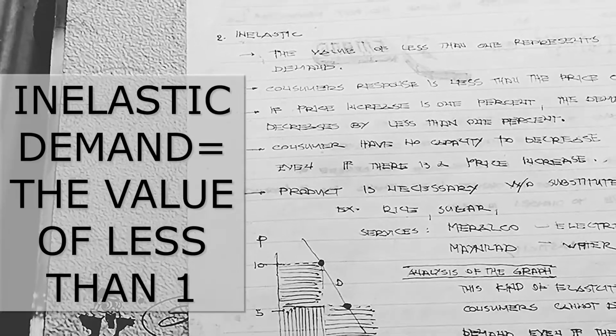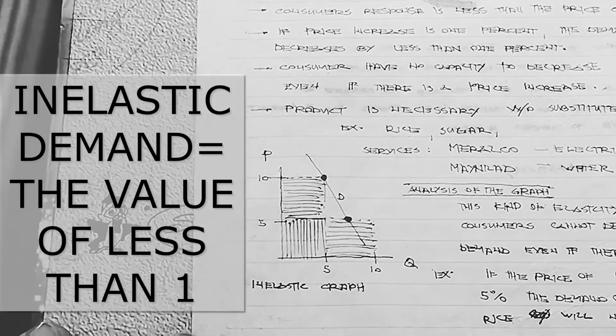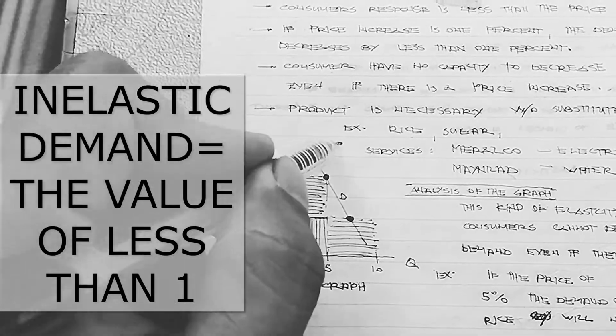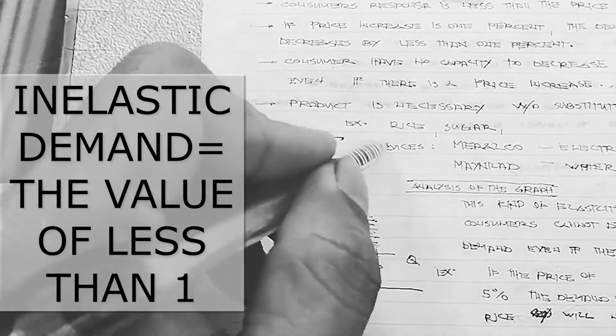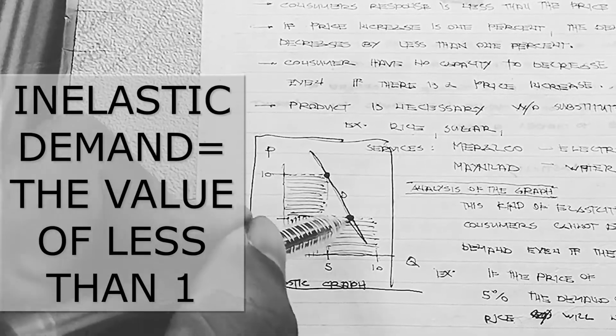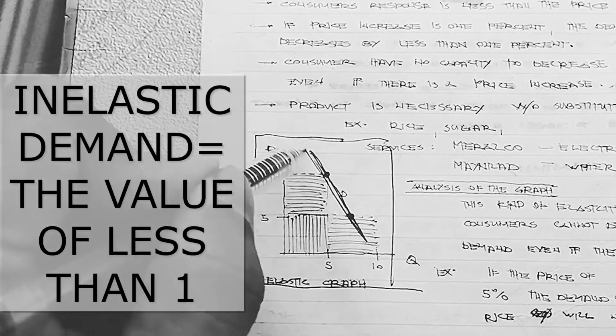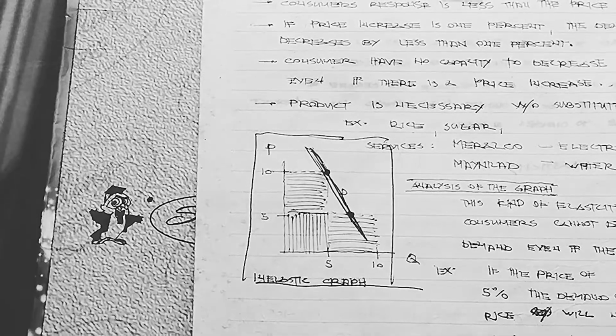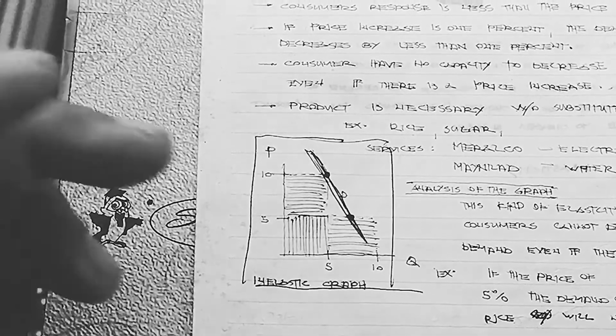Okay, so the graph of inelastic will also look like this. This is the graph of inelastic demand. So it looks like that. So that is the graph.